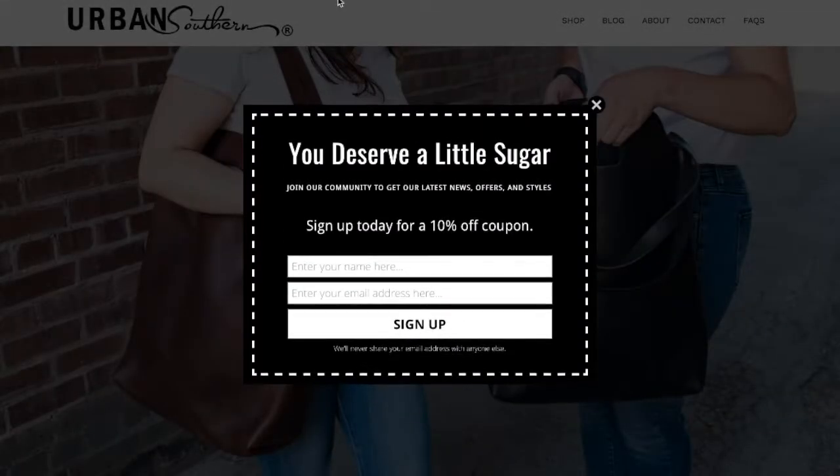Finally, you'll want to create pop-ups for your pages with the highest amount of web traffic. You may want to offer a lead magnet, a content upgrade, or a coupon to entice your website visitors to sign up for your email newsletter.